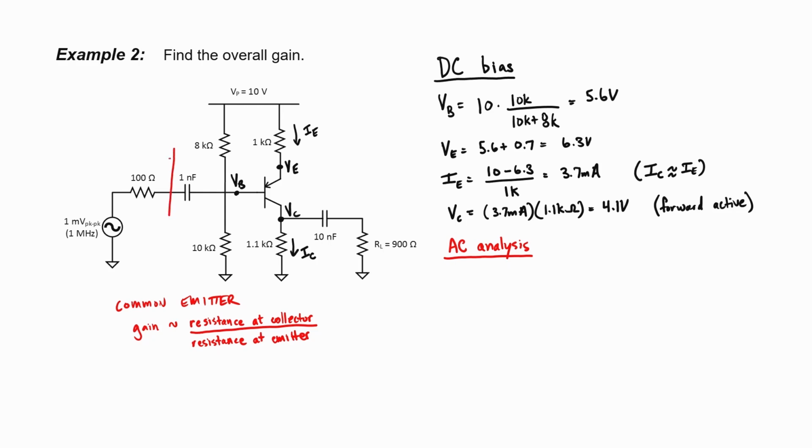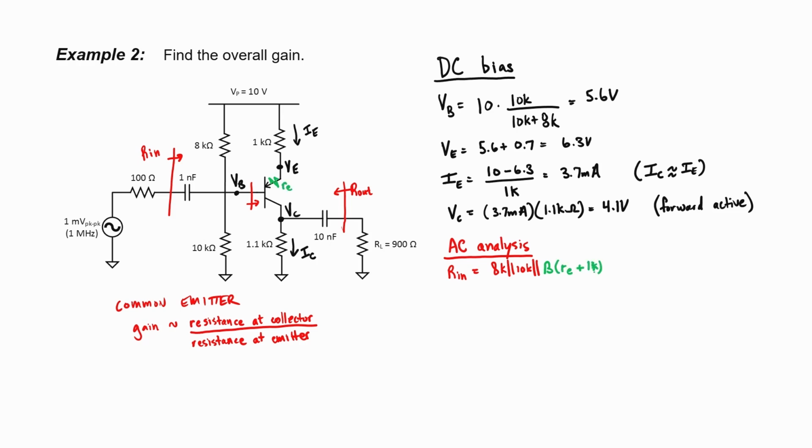For that, we're going to need expressions for the input impedance and the output impedance. The input impedance is just 8 kilo ohms in parallel with 10 kilo ohms in parallel with the resistance looking into the base of that transistor. We'll have to use impedance reflection to move the resistances at the emitter over to the base side by multiplying them times beta.